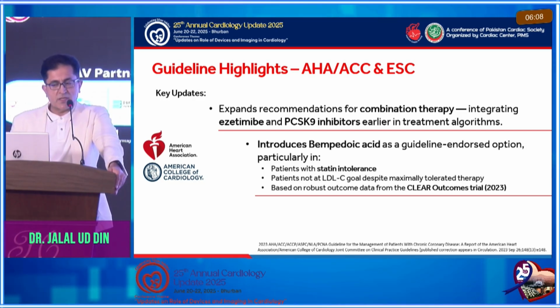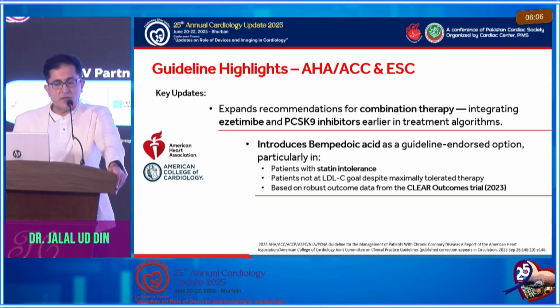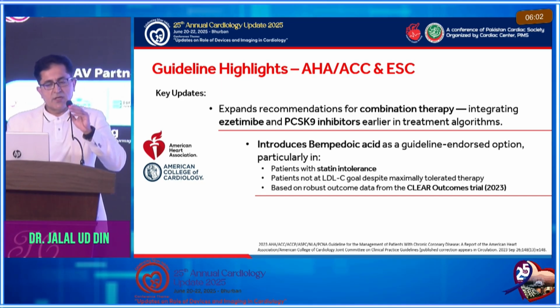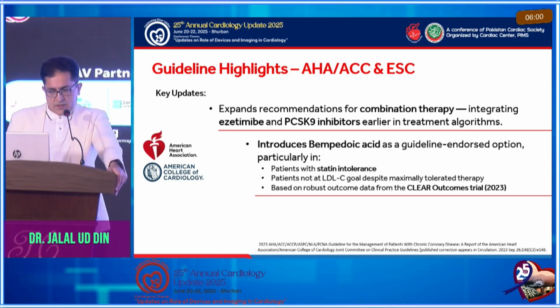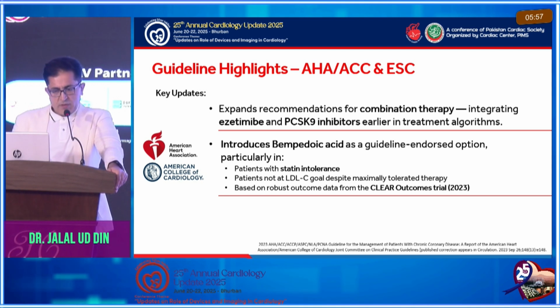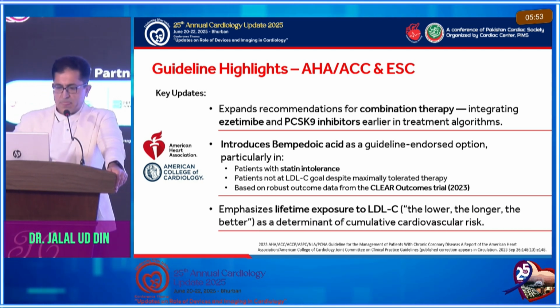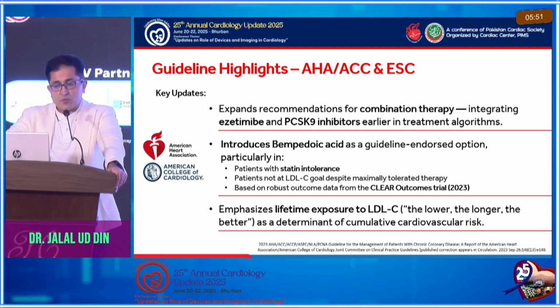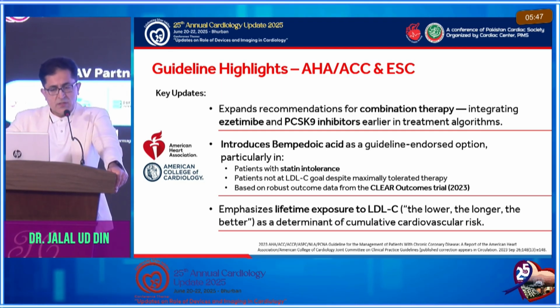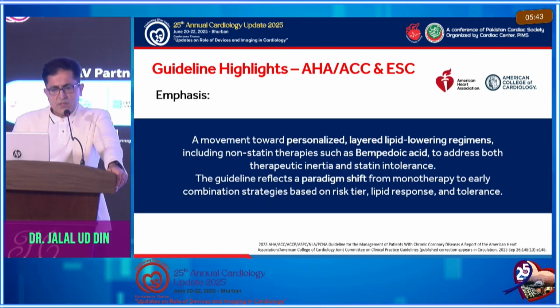Introduction of bempedoic acid as a guideline-endorsed option, particularly in patients with statin intolerance and patients not at LDL goal despite maximally tolerated therapy, based on robust outcome data from the CLEAR Outcomes trial. They also emphasized lifetime exposure to LDL cholesterol: the lower, the longer, the better, as a determinant of cumulative cardiovascular risk.